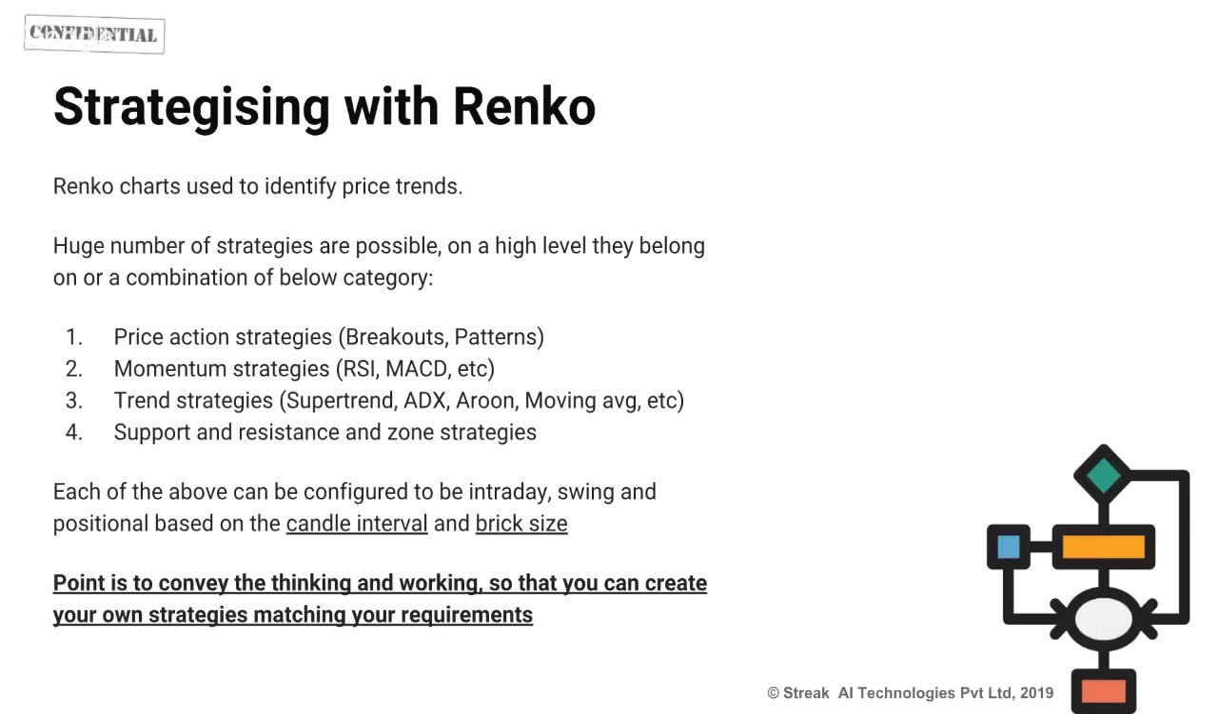So there are a huge number of strategies that can be built, but on a high level they fall in these four categories: price action strategies, momentum strategies, trend strategies, and support and resistance zone strategies, right? Price actions are basically anything that has to do with open, high, low, close, patterns forming there, and drawing a line and things like that. Momentum is basically using a momentum based indicator on Renko to form that.